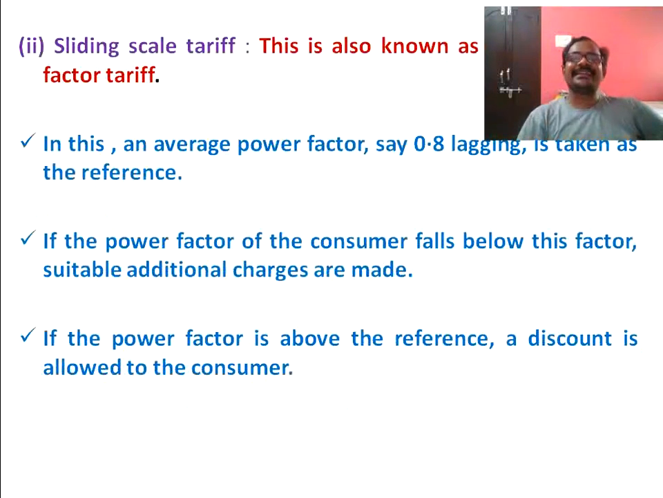Second method is the sliding scale method, which is also called the average power factor method. In this method, an average power factor, say 0.8 lagging, is taken as a reference. If any consumer is maintaining more than 0.8 power factor, he will be given an incentive, a discount in the power bill. But if he is maintaining power factor less than 0.8, then he has to pay an extra amount. He will get a penalty. This is how the sliding scale tariff will work out.